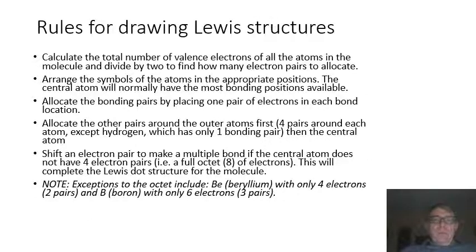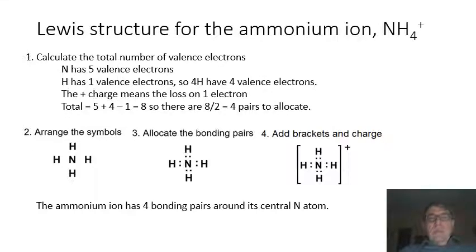The rules are similar to what we learned last year. I won't go through them again. You can look at the slideshow later if you like. Just be aware of the exceptions. Beryllium has a full shell with only 4 electrons. Boron has a full shell with only 6. There's 3 pairs. And then we also have the molecules that can take more than 8 electrons around them. So they can have what they call an expanded octet. And any element in period 3 onwards can do that.